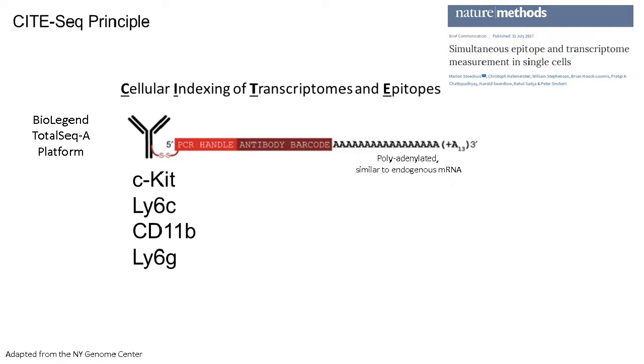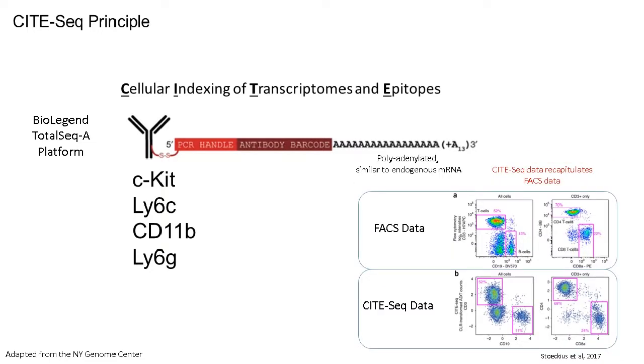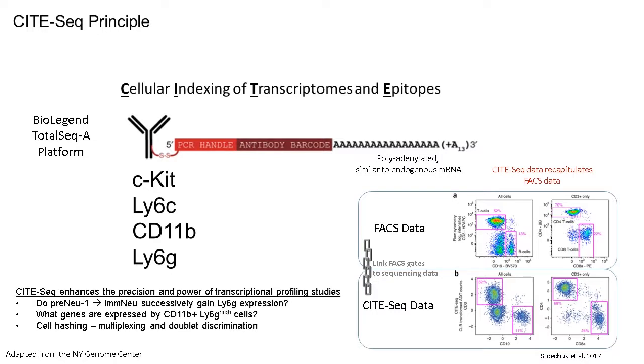or immune repertoire profiling. CITE-Seq has many benefits, including the ability to identify cell types better than mRNA-based identification, as shown in the bottom in the PBMC dataset. Another benefit is that CITE-Seq data mirrors FACS data pretty well. So as you can see, FACS data on the top, you can identify T cells and B cells here, and on the bottom, it shows CITE-Seq data showing a similar distribution and expression pattern of cells. So this links the FACS gates to your sequencing data and allows you to ask more powerful questions.